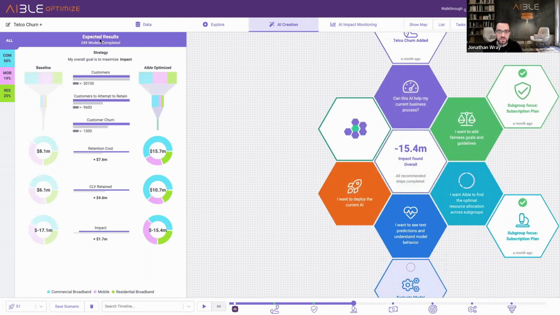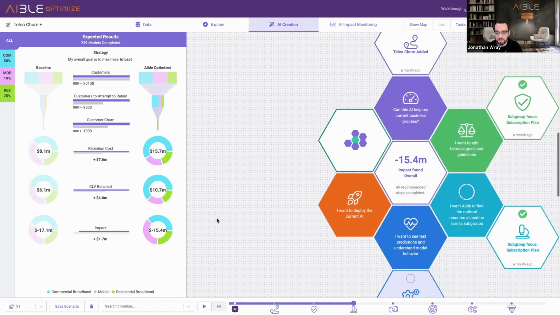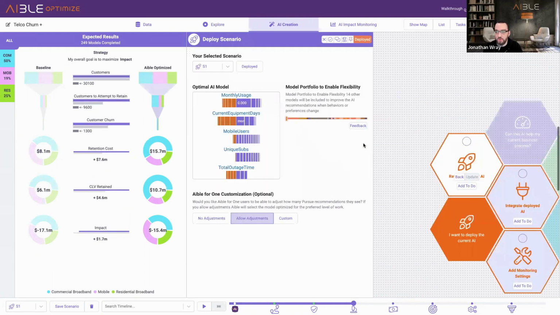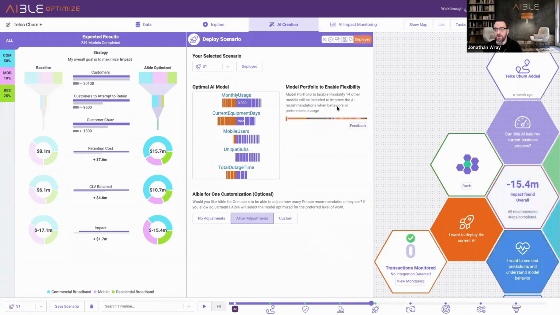As you would imagine, 249 models orchestrated across 3 different subgroups. This would be an incredible pain to deploy, and we recognize that. So we do have an automated deployment that will actually stand up these models with the appropriate selections behind a REST API. And so that API is automatically stood up once I hit deploy.